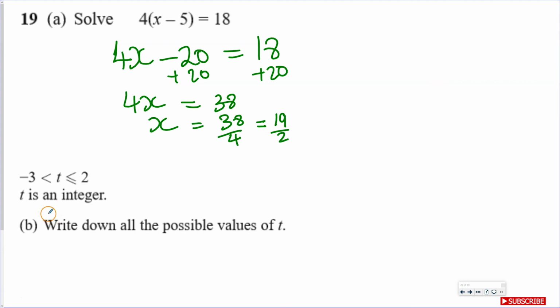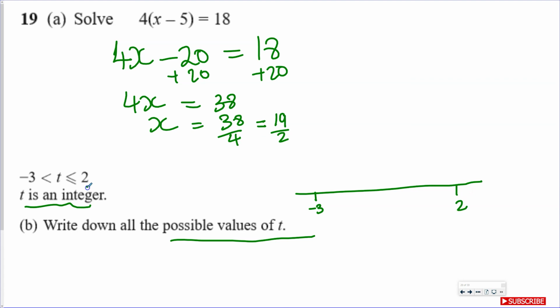And for part B, we're told t is greater than negative 3 but less than or equal to 2. t is an integer, so an integer is a whole number. It can be 0 and it can be a negative number, as long as it is not a decimal or fraction. So write down all the possible values of t. Let's just do a quick number line here. So this is our negative 3, and then we've got 2 on the other side here.